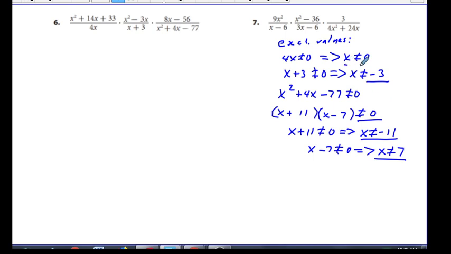Oops, x cannot equal 0. So x cannot equal 0. X cannot equal negative 3.